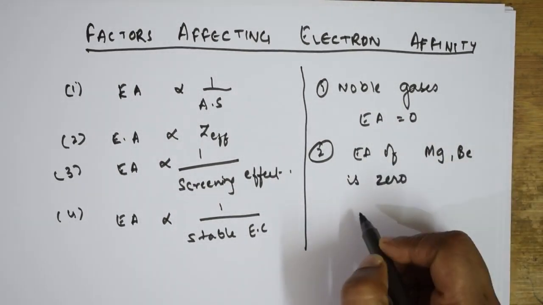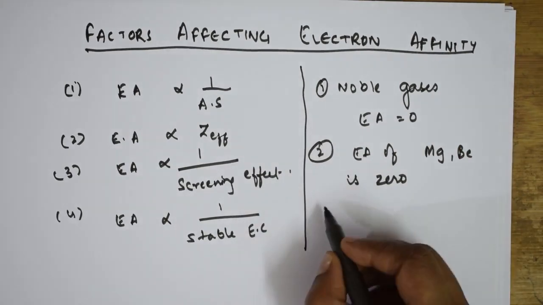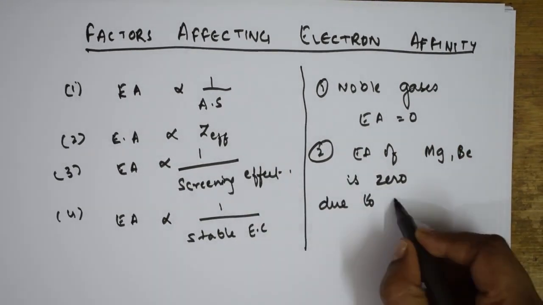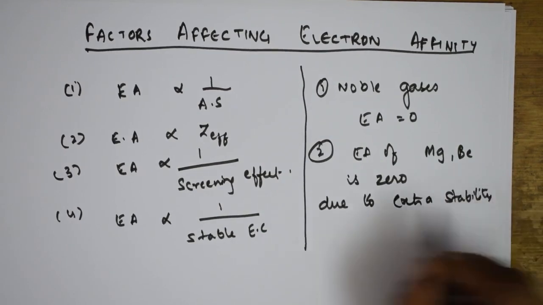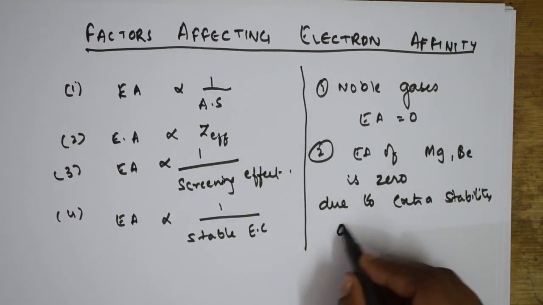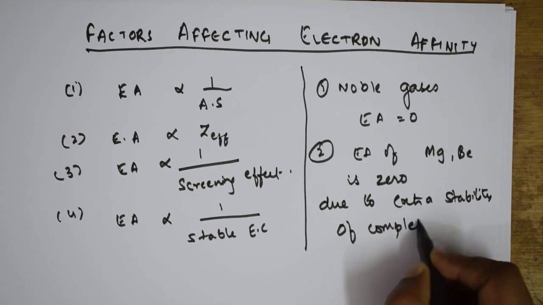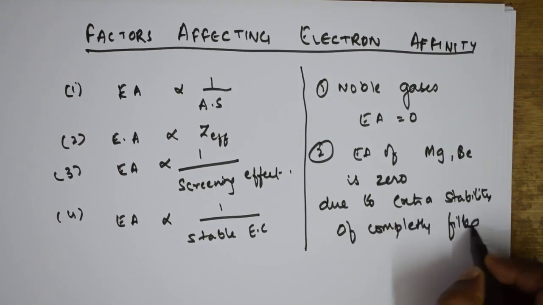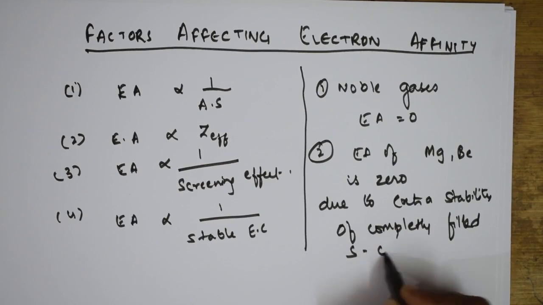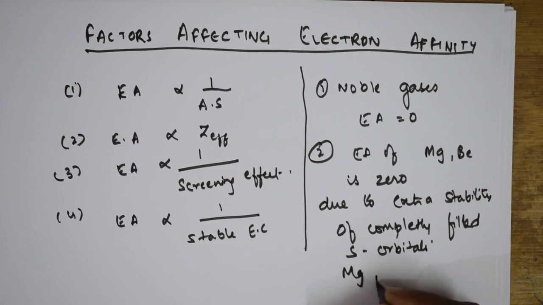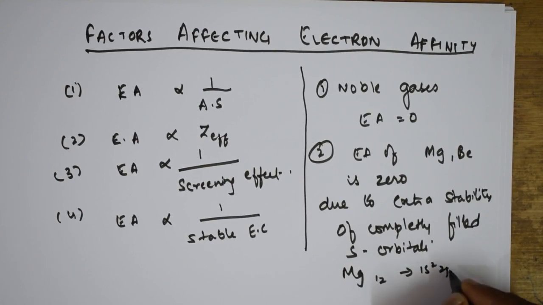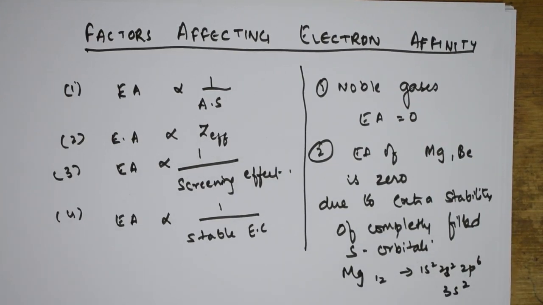Done. Second thing, the electron affinity value of magnesium and beryllium is practically 0. Why? Because of the extra stability of the completely filled shell. Let us write that due to extra stability of completely filled s orbitals, isn't it? Because if I take magnesium, 12, 1s2, 2s2, 2p6, 3s2, completely filled, isn't it? That's the concept.